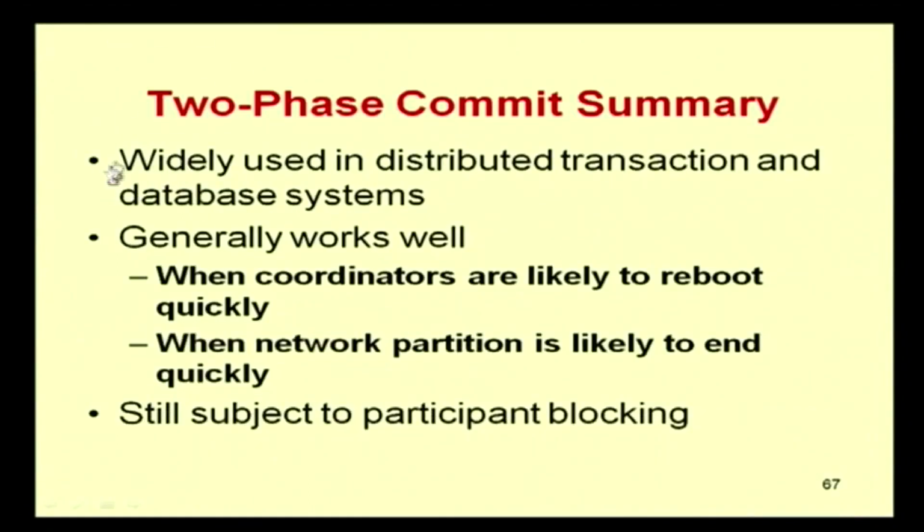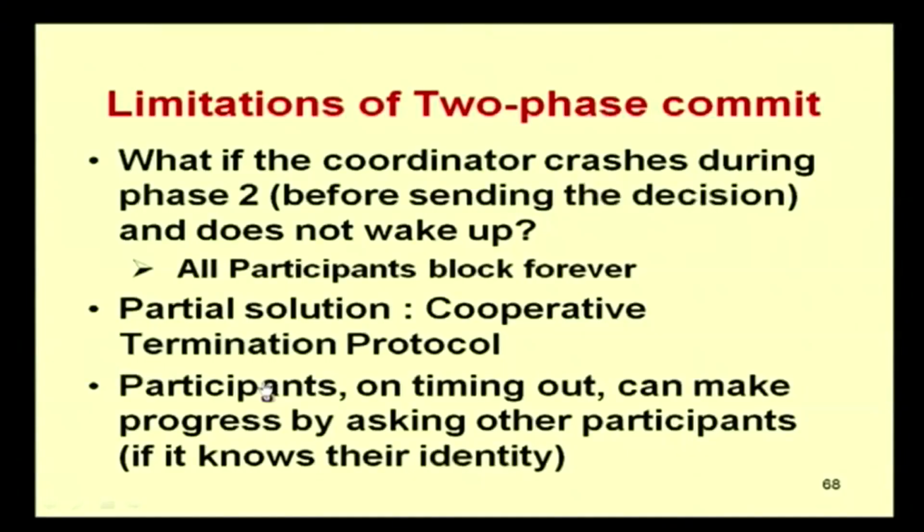This is widely used in distributed transaction database systems, and generally works well when coordinators are likely to reboot quickly and when network partitions are likely to end quickly, but it is still subject to participants blocking on the coordinator's requests. What if the coordinator crashes during phase 2 before sending the decision? Then all participants will be blocked forever. A partial solution is a cooperative termination protocol. Remember, the participant does not know the other participants, so on timing out they can make progress by asking other participants, if the identity is known.